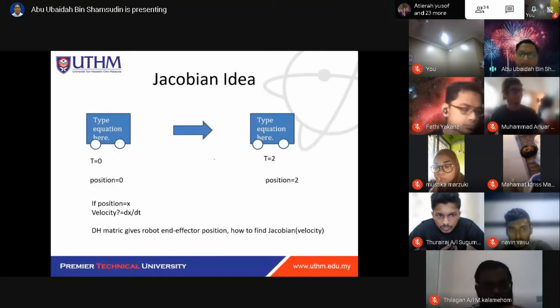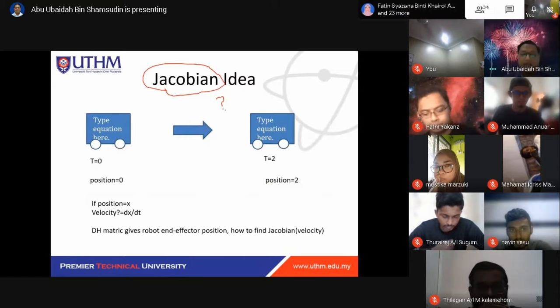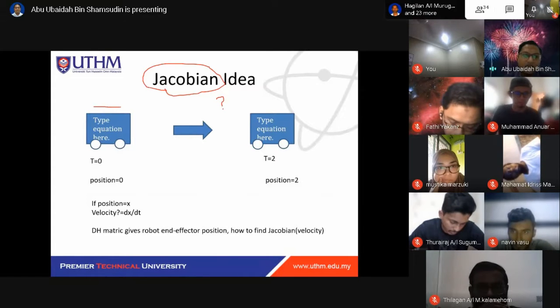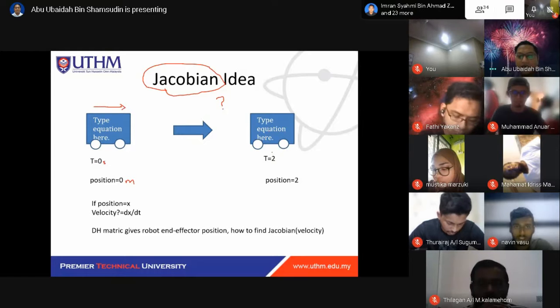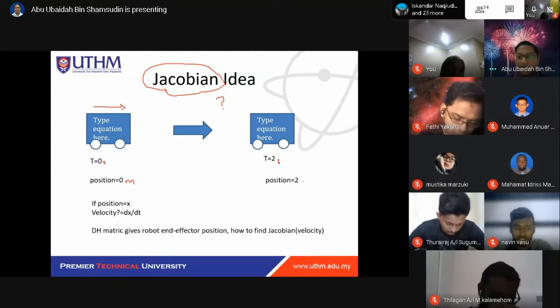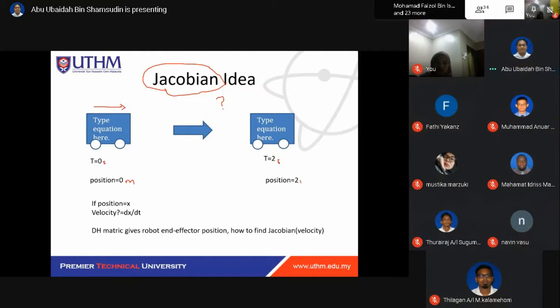So what is the Jacobian? Okay, simple. Let's say you have a car. The car is moving this way. At time 0 seconds, the car position is 0 meters. When the time is 2 seconds, the car position is 2 meters.